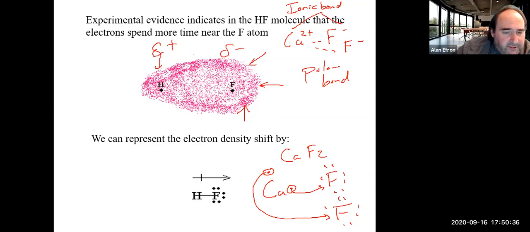Again, the electrons are moving this way, but they have not completely transferred. So they're still hanging on to the hydrogen and the fluorine. It's just that they're unequally being shared, and it does become partially negative on one side and partially positive on another side.